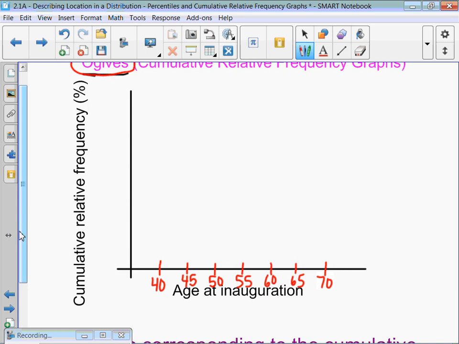Cumulative relative frequency means it needs to go up to 100% because we're adding our percents on this. So go all the way up to 100. So I'm going to go by 20%, and then 40%, and then 60%, and 80%, up to 100.